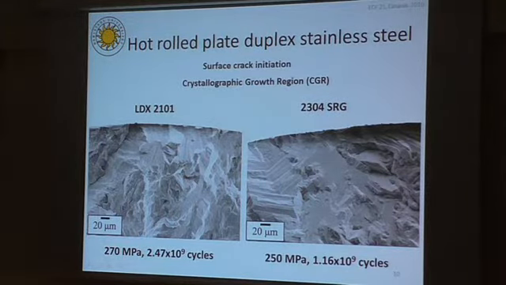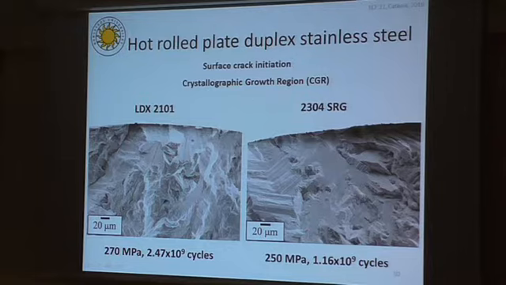In the hot-rolled plate duplex stainless steel, fatigue crack initiations always took place at the external surfaces of the specimens. Here we can see the crystallographic growth region for the LDX 2101 grade and the 2304 SRG specimens that failed after these many load cycles.